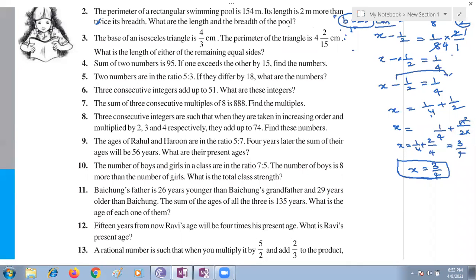The base of an isosceles triangle is 4 by 3 centimeters. The perimeter of the triangle is 4 2 by 15 centimeters. Very good. What is the length of either of the remaining equal sides?